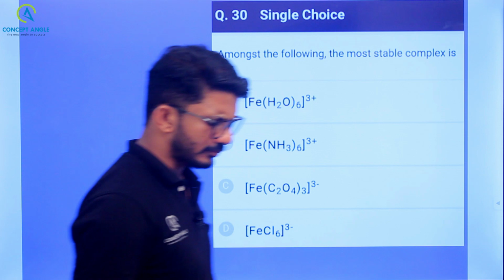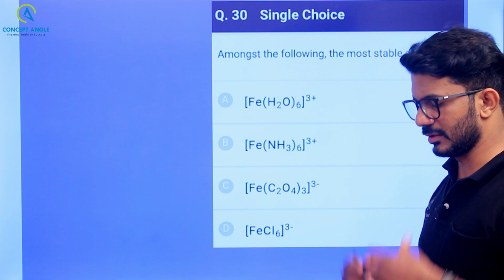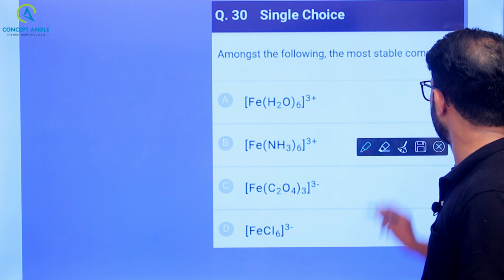For the stabilization of a coordination complex, there are different effects. One of them is the chelate effect. Here C2O4 2 minus is a bidentate ligand.